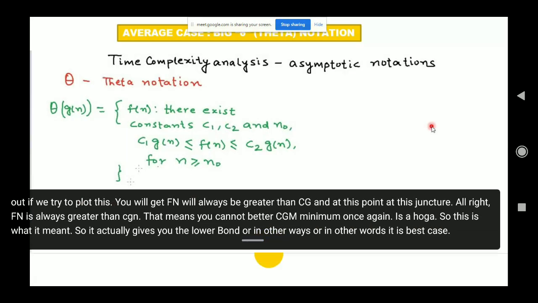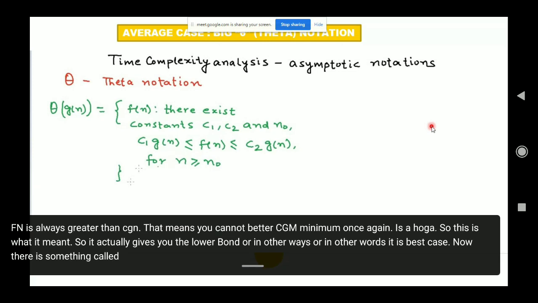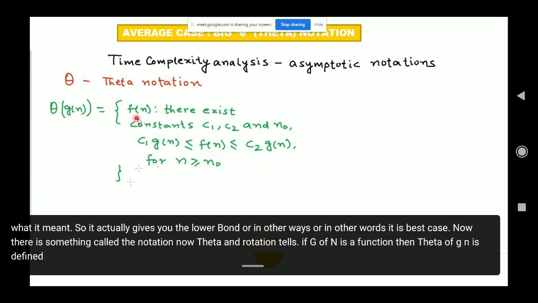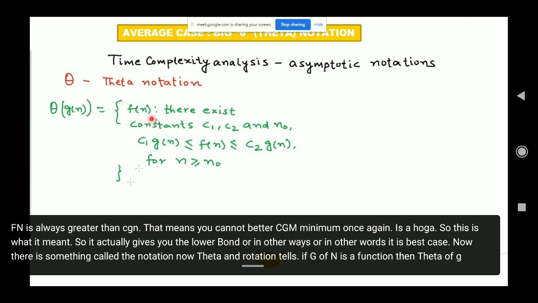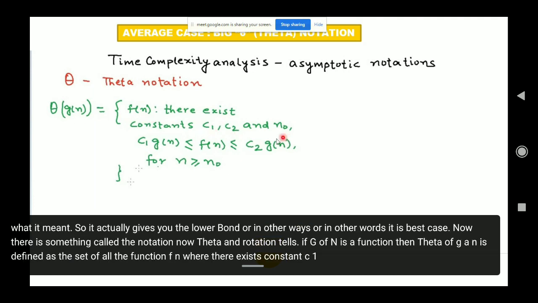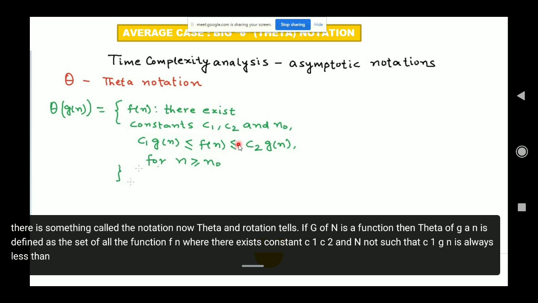Now there is something called theta notation. Theta notation tells that if g of n is a function, then theta of gn is defined as the set of all functions fn where there exist constants c1, c2 and n naught such that c1 gn is less than or equal to fn, which is less than or equal to c2 gn, for all values of n greater than n naught.